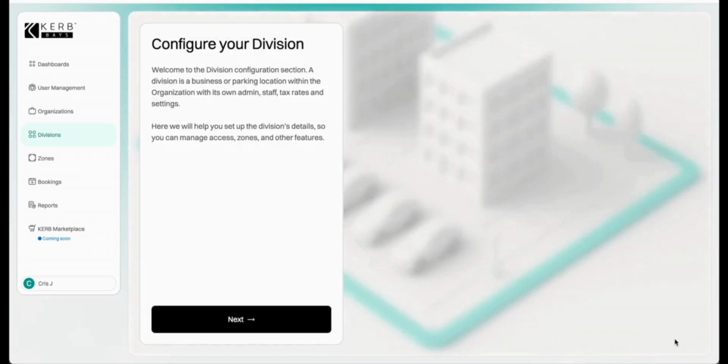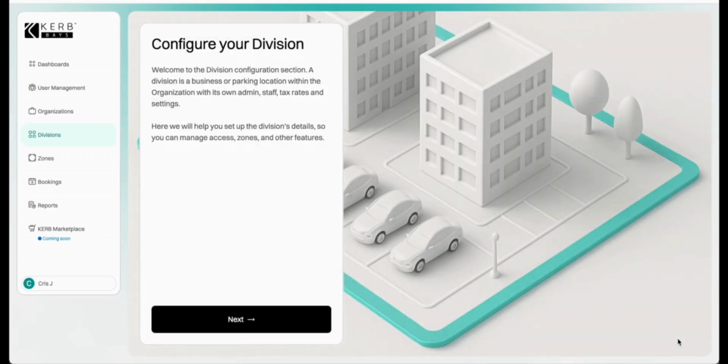Now that your organization is set up, let's move on to configuring your divisions, starting with an LPR car park. We'll use our demo City-Span Parking's George Street location to show you how it works. So, firstly, what is a division? In KERB, a division represents a business unit or a single parking location. Each division operates independently, with its own administrators, attendants, tax setup, and support contacts. Click Next to start your division setup.